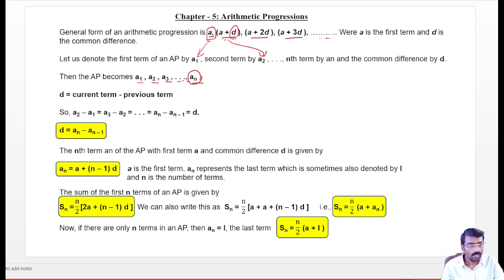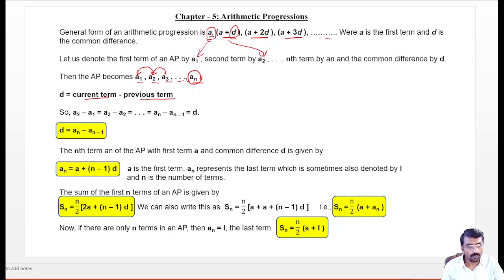Now, common difference D. The common difference D is obtained by the current term minus the previous term. When we do this, we obtain the common difference. So this is where the common difference is obtained.